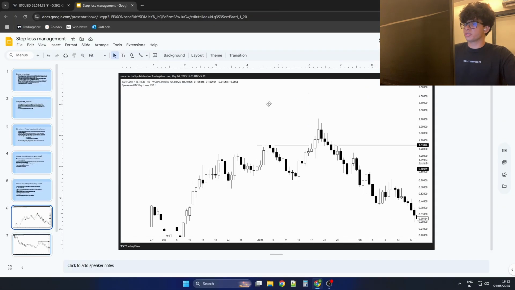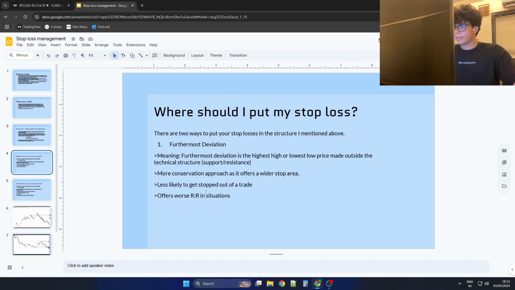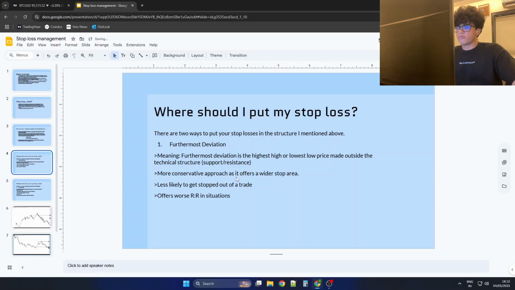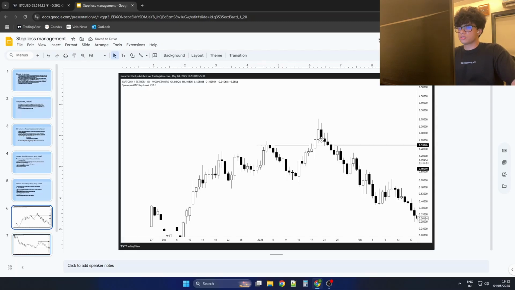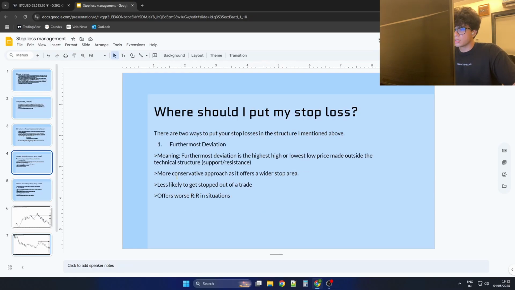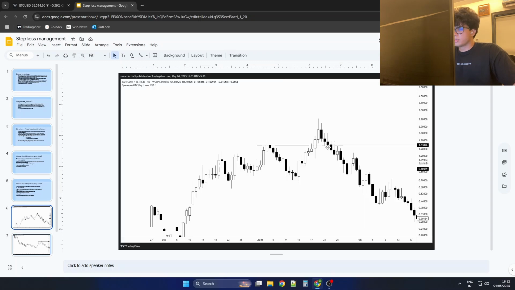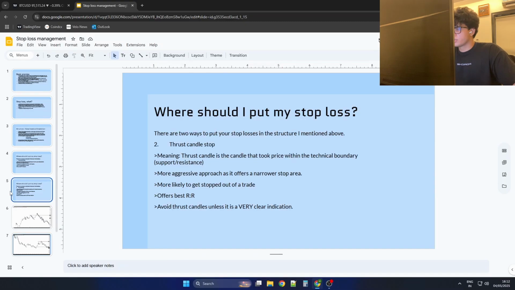This was the furthermost deviation, the first setup. This is a more conservative approach, as it offers a wider stop area. The stop area here is wide, so you're less likely to get price going there again, less likely to get stopped out of a trade, and it offers worse RR. The risk to reward ratio, when you put your stop loss here, will be a lot worse.